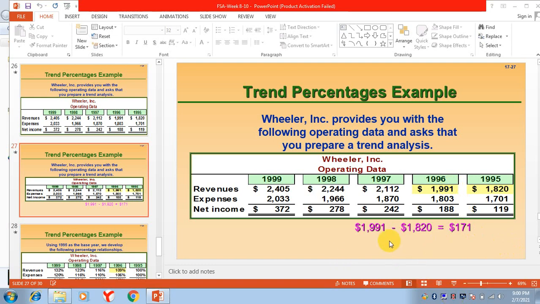Now here the data is given. We took the data of two years and we want to see whether the result is positive or negative. So see here, our revenues are 1,820 and our net revenues are 1,991. From this we will deduct: 1991 minus 1820. So we got a positive 171. This shows us that there is an increase in the revenues.